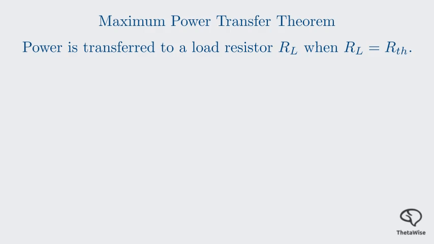You can prove this using a bit of calculus. The power in the load, PL, is I squared times RL. If you express the current I in terms of Vth, Rth, and RL, you get Vth squared times RL, all divided by Rth plus RL squared. If you take the derivative of this power equation with respect to RL and set it to 0, you'll find that the function's maximum occurs exactly when RL equals Rth. This theorem is incredibly important in applications like power amplifiers, antennas, and communication systems, where maximizing the power delivered to a load is often a primary goal.